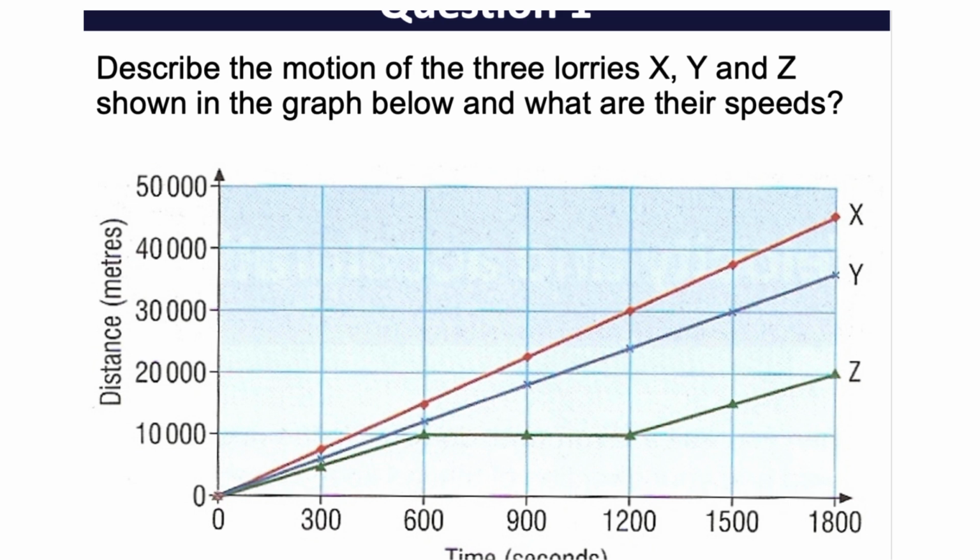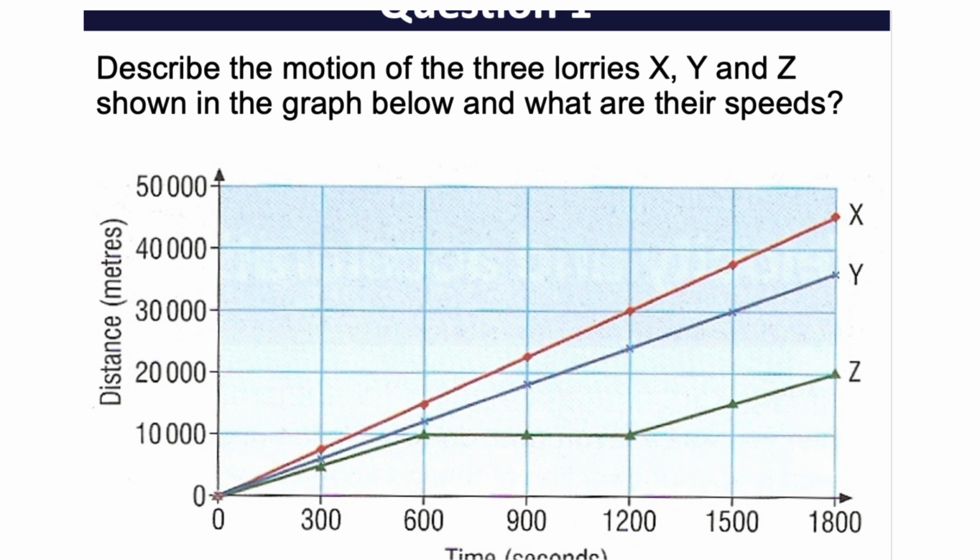The highlight moves to the blue line for lorry Y. Next up is lorry Y, shown by the blue line. Just like lorry X, it maintains a constant speed. It's a reliable and steady driver. However, its line is not as steep, which tells us that it's traveling at a slower, more cautious speed than lorry X, but without any interruptions.